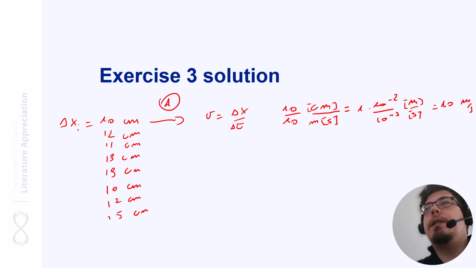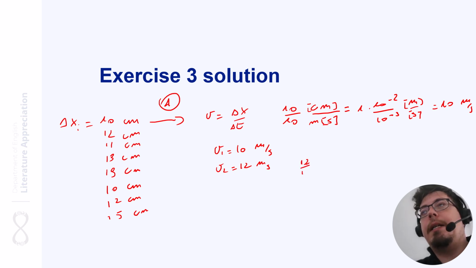So we can find the velocity number 2. So v1 is 10 meter per second. Velocity 2 will be 12 meter per second. Velocity 3, because basically it's 12 divided by 10 times 10. So as I said, this turns out to be an easy calculation to do at each step.